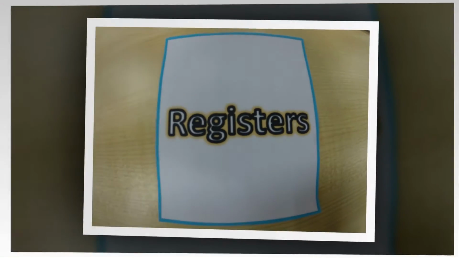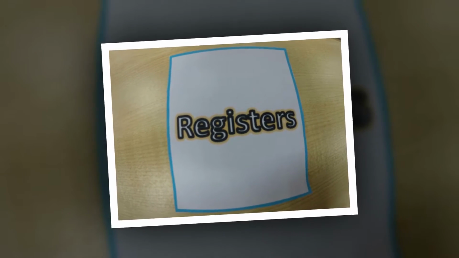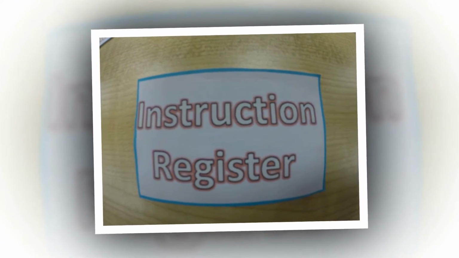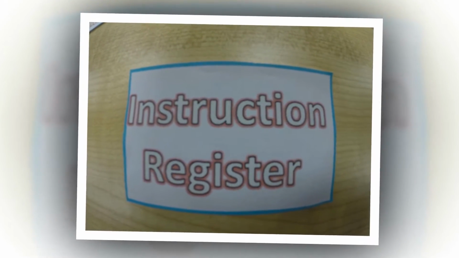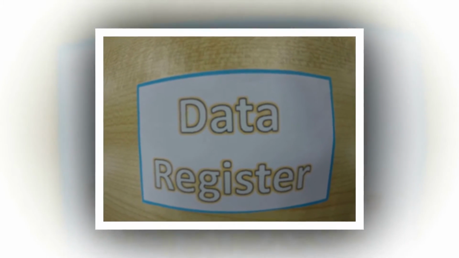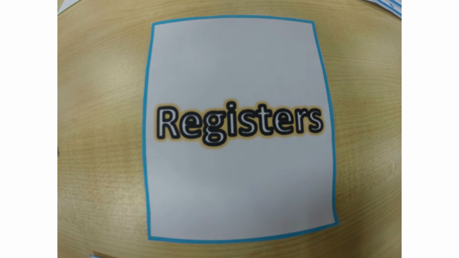After going to the ALU, it will go to the registers. And the registers could depend on the data register or the instruction register. An instruction register holds instruction currently being executed, while the data register holds data waiting to be processed. After going to the registers, it will go to the storage.